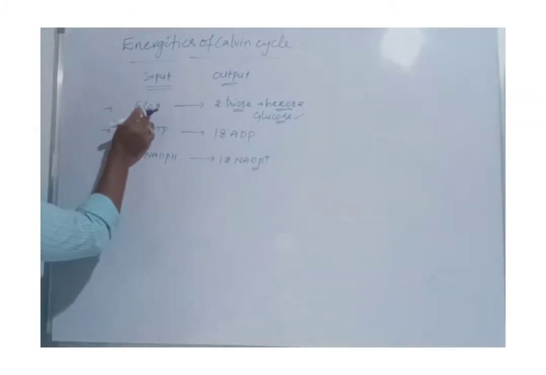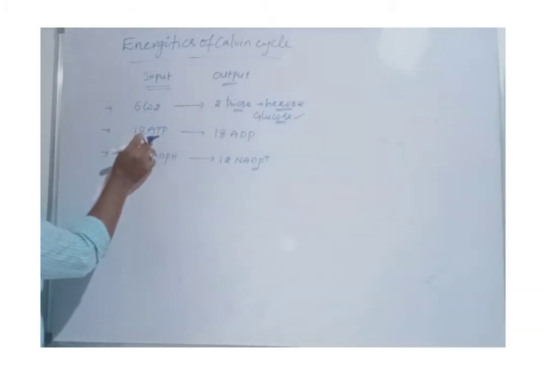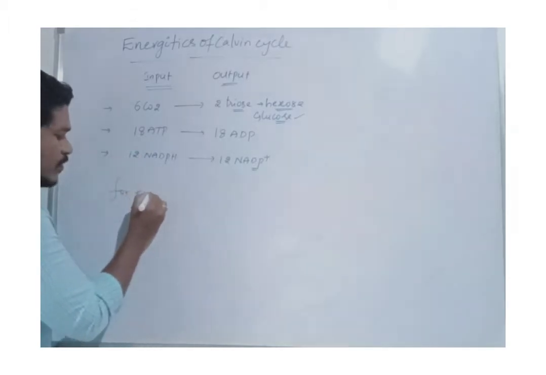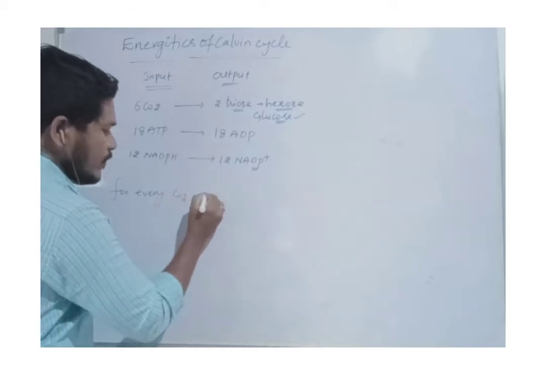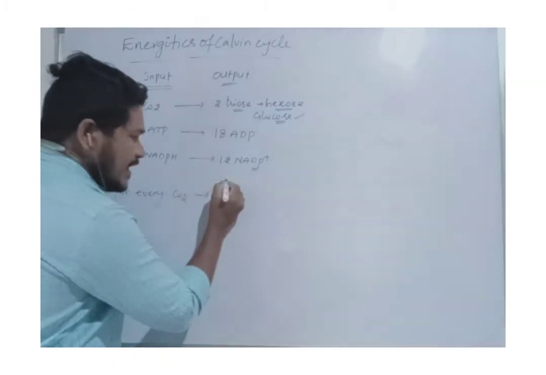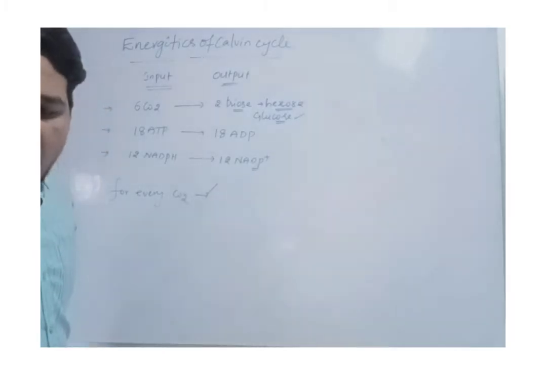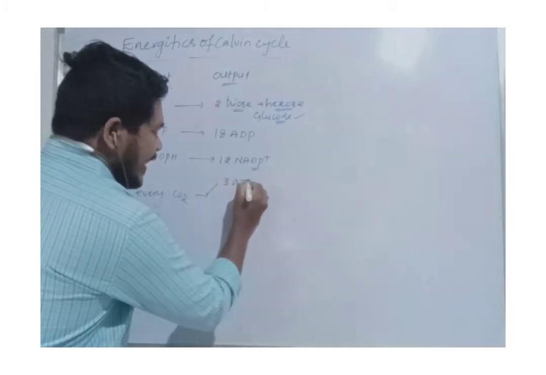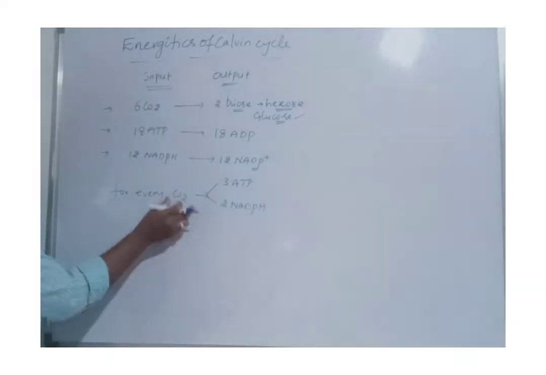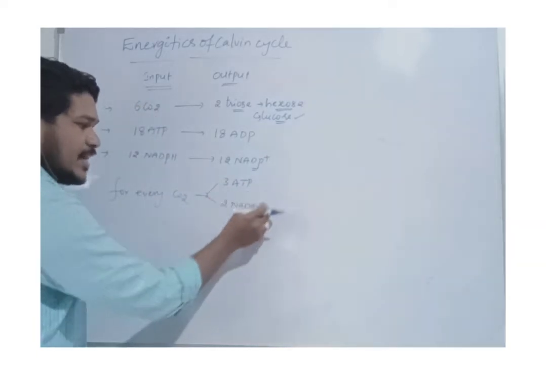For the fixation of 6 CO2 molecules, how many ATP molecules are required? 18 ATP molecules and 12 NADPH molecules. So for every CO2 molecule, for every CO2 fixation, it requires 3 ATP molecules and 2 NADPH molecules.